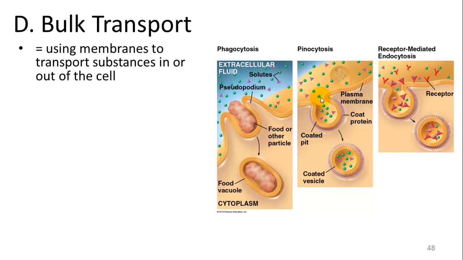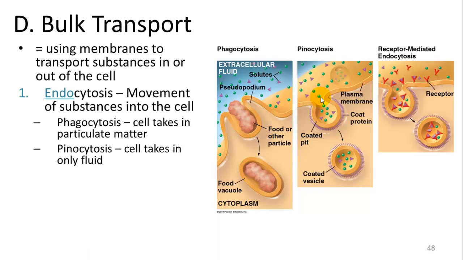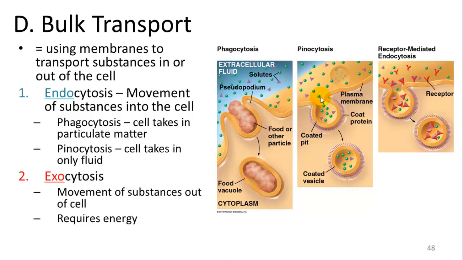All right, bulk transport then is using membranes to transport things in and out of the cell. So, packaging something and then moving it inside or outside. Endocytosis means moving something into the cell. Some examples are phagocytosis or pinocytosis. Phagocytosis is moving food or some sort of energy molecule. Pinocytosis is moving water inside the cell or some sort of solution. Exocytosis is the opposite, and we don't have that pictured here, but that's moving things out of the cell using the membrane. Because it's an active transport, it requires energy.